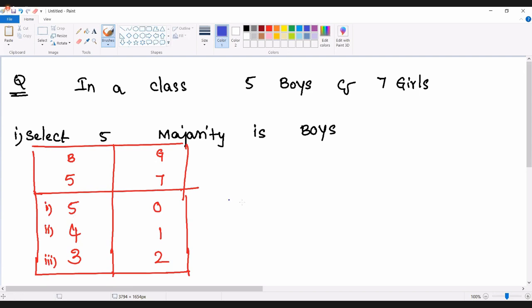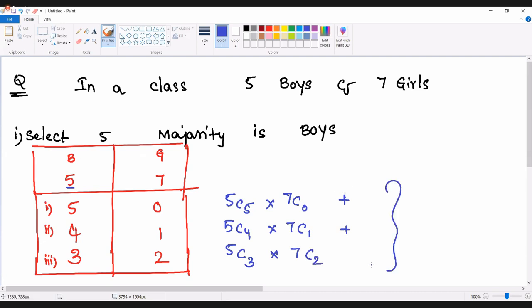Out of the 5, choose any 5, that will be 5C5, and out of the 7, choose 0, that is 7C0. And 'or' indicates addition. Out of the 5, choose any 4, that will be 5C4, and out of the 7, choose any 1, that will be 7C1. Or out of the 5, choose any 3, and out of the 7, choose any 2. So the total number of possibilities will be equal to the sum of these. This is how we can select as per the condition of majority boys.